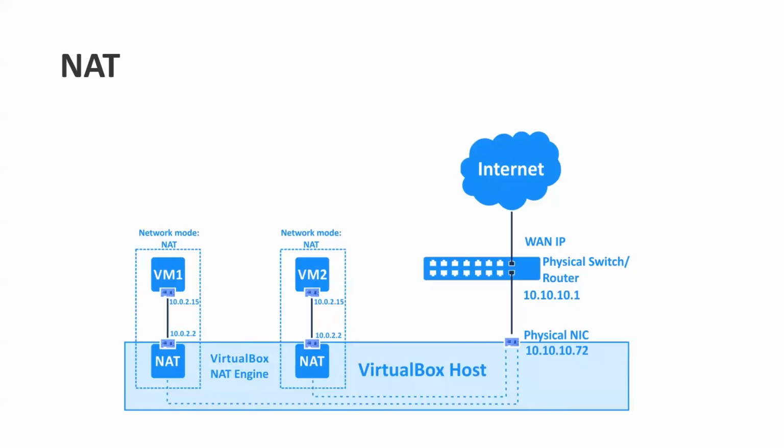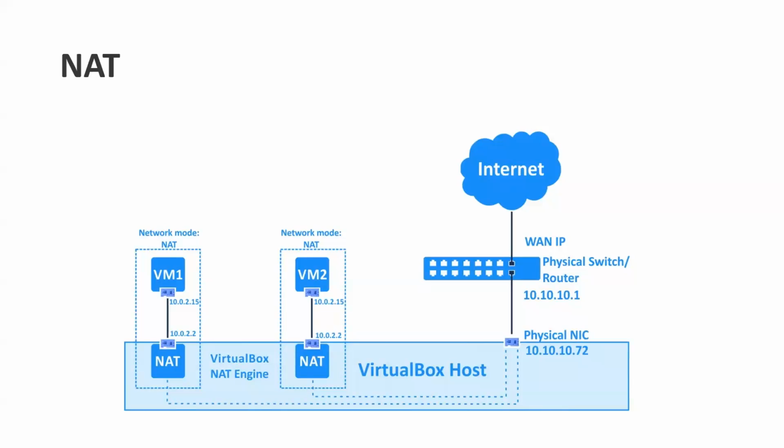Hello, everyone. In this video, we are focusing on VirtualBox network configuration. The first item that we have under VirtualBox network setting is NAT.